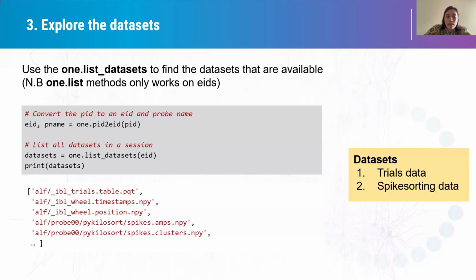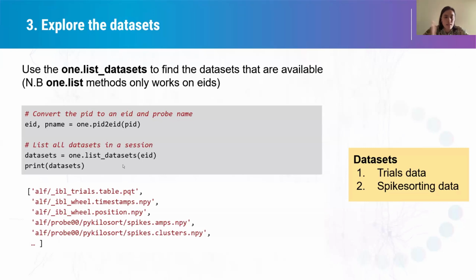What I would recommend doing first for your chosen session is just to list all of the datasets that are available. One thing you need to remember is that the list and load methods only work with the session EID, not the probe ID. Since we started our search on the insertions, we need to convert them first using these converters. From the PID, we can get out the EID, the session ID, and also the probe name, and we can then pass that into our one.list_datasets method.